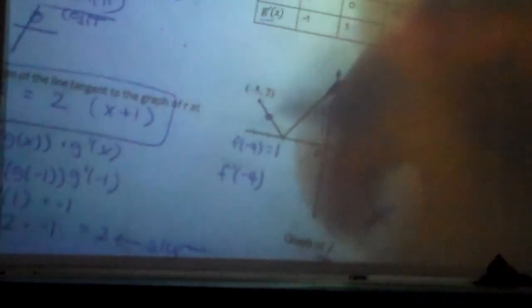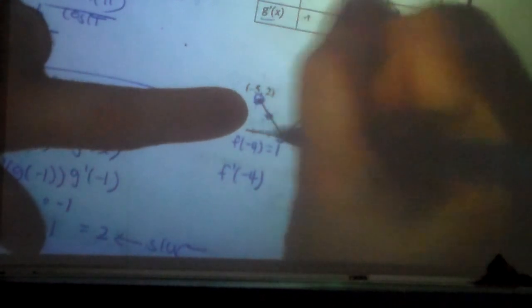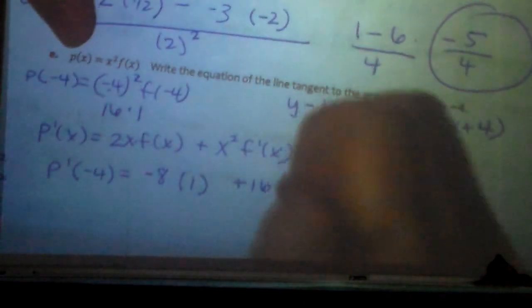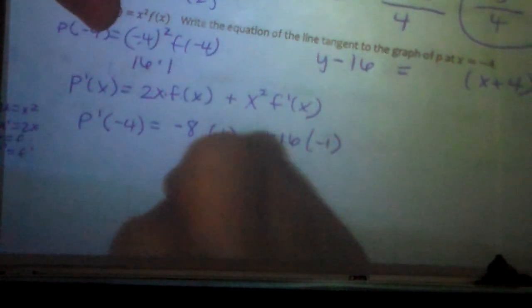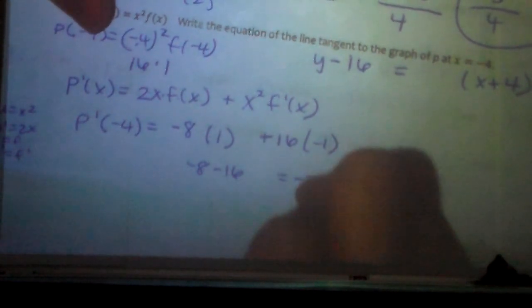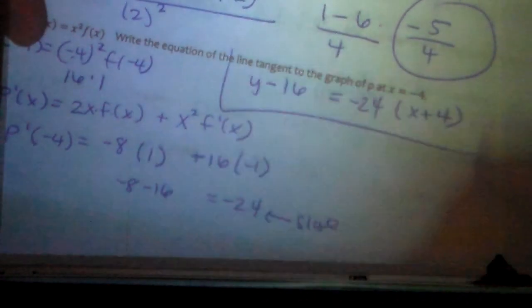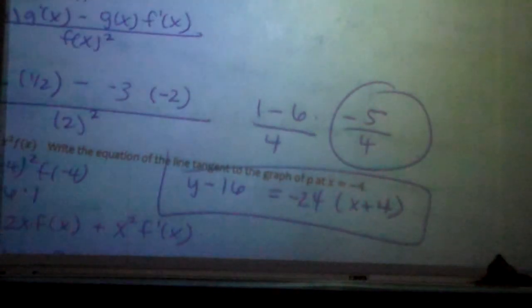Now f prime of negative 4 is going to be the slope. So I'm going to go here. I'm going to use these 2 points right here. I'm going down 2 and over 2. Down 2 over 2 is the slope of negative 1. So then I've got negative 8 minus 16, which is just negative 24. That is my slope. So I'll plug it in right here. And that's my equation of the tangent line.